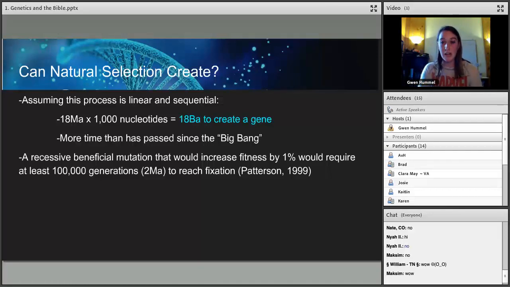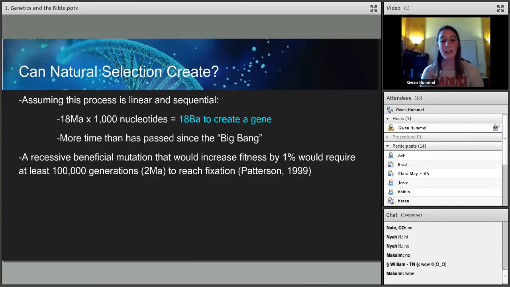Then, even further, we have to assume this process is linear, so it happened in a particular order, in a particular time frame, all at the same time, and was sequential, so that these things did not have big gaps in between their heritability. It did not change a whole lot, but we were able to do this within this very nice, happy graph of time frame. If we assume that this is actually the case, within 18 million years, we need 100 or 1,000 nucleotides. That's the average of what you see in a gene, is 1,000 nucleotides. So in 18 million years times our 1,000 nucleotides, we need 18 billion years to create a gene. And this is more time than has passed since the Big Bang to create one gene in an evolutionary time frame.